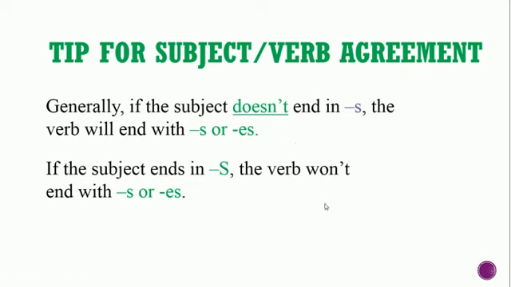The opposite happens if the subject ends in s, in which case you do not need to end your verb with s or es. For example, some cars stop in front of the house. We have cars here ending with s. In that case, the verb doesn't need an s or es ending. Some cars stop, without s, in front of the house.